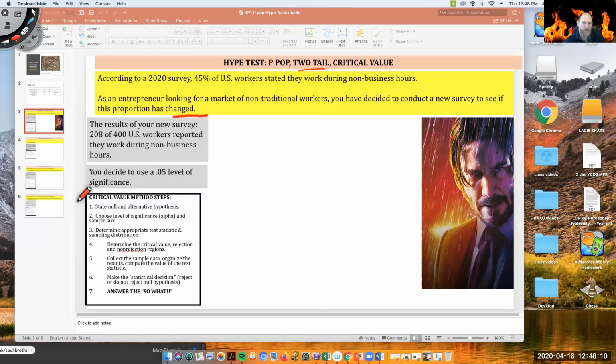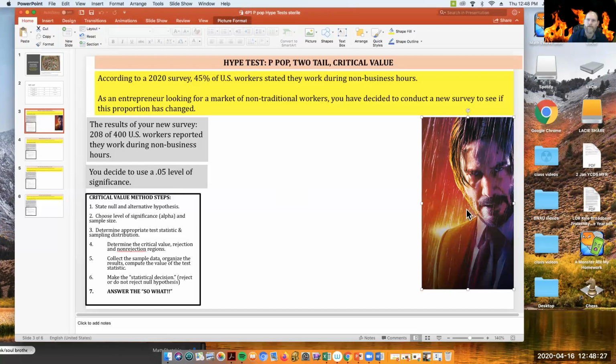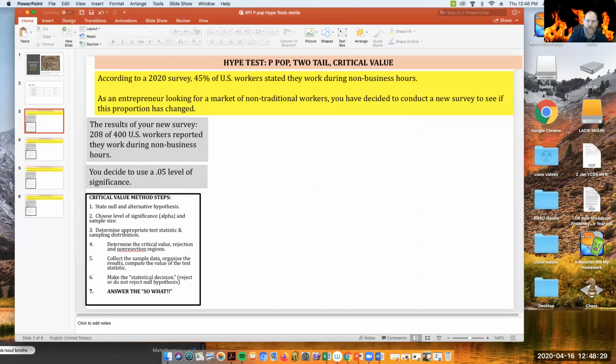Okay, super. So let's use our checklist. First step, like we did the other day, state the null and alternative hypothesis. Now, we're just going to get John out of the way because we need the space. So as much as that's a cool photo, we got knowledge to gain.